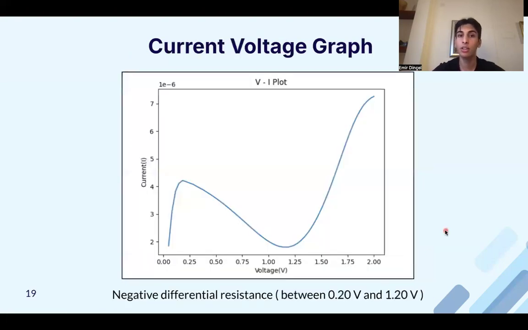In this case, our current voltage graph actually provides us with a negative differential resistance, which further proves that the Aharonov-Bohm ring suggested by Motohiko Ezawa works as a resonant tunneling diode. As you can see, the negative differential resistance is between 0.2 volts and 1.2 volts, as the current decreases even though the voltage increases.